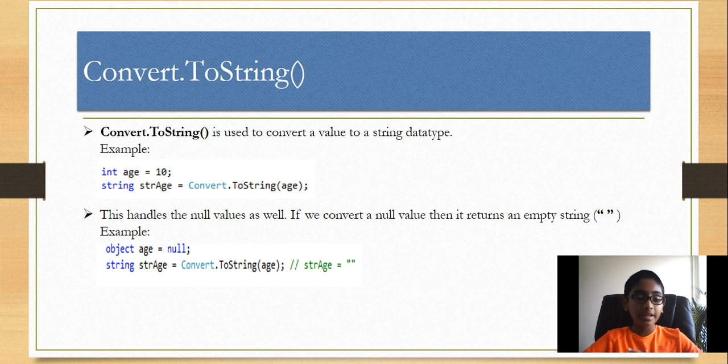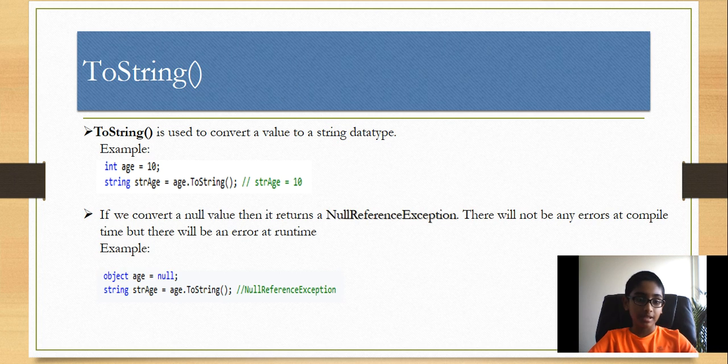For example, here I declare an object and assign it the value of null. Then I declare a string, string age, and assign it the value of this object by using the Convert class. Of course, the value of string age is going to be an empty string. Now I hope you're clear about the Convert.ToString method. Next, I'm going to talk about ToString.